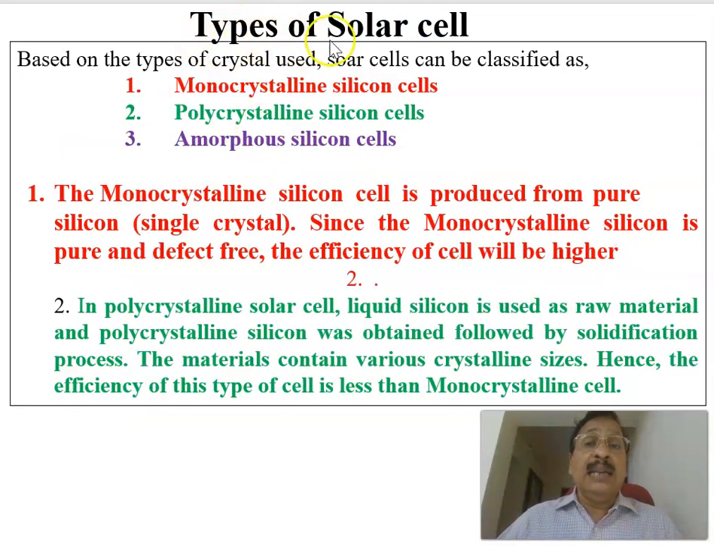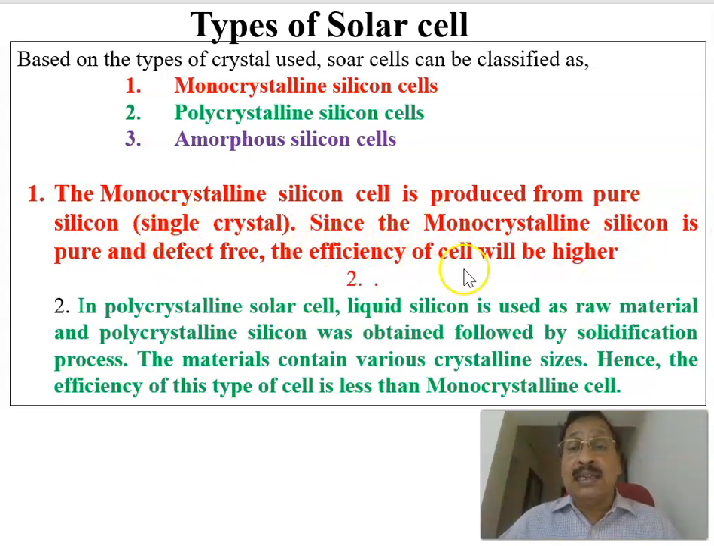Now let us see the types of solar cells. Based on the type of crystals used, solar cells can be classified as monocrystalline silicon cells, polycrystalline silicon cells, and amorphous silicon cells. There are 3 categories. The monocrystalline silicon cell is produced from pure silicon, a single crystal.